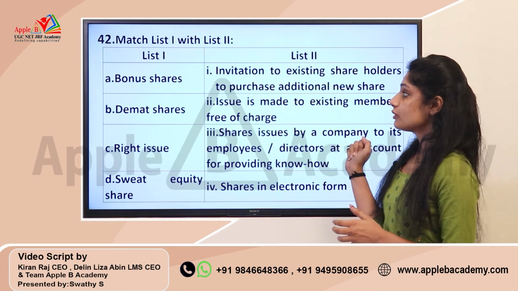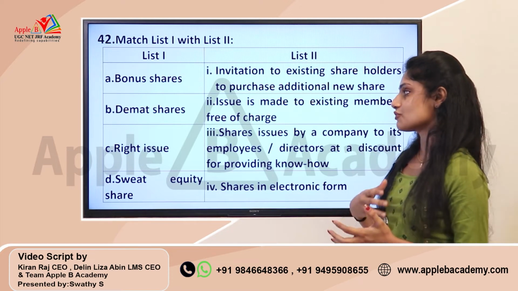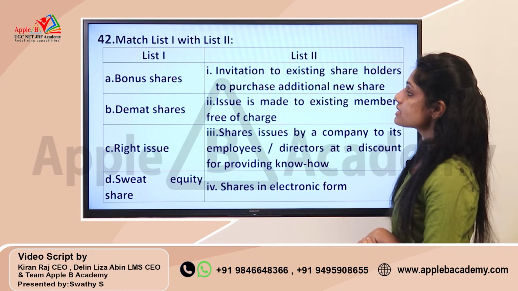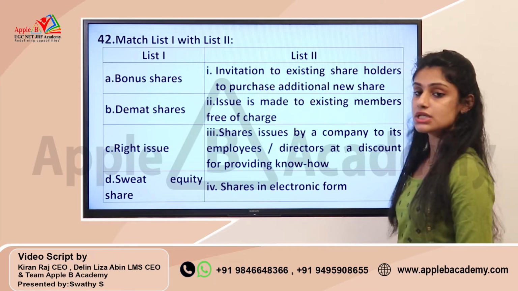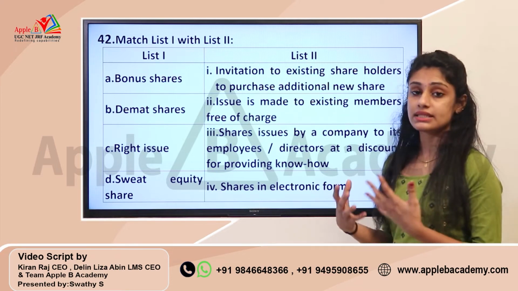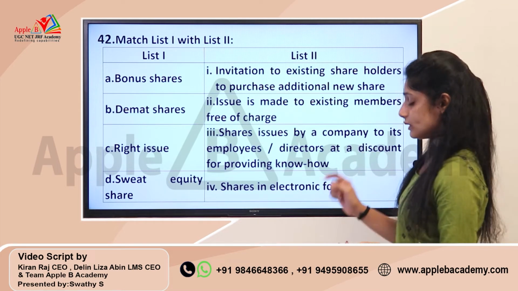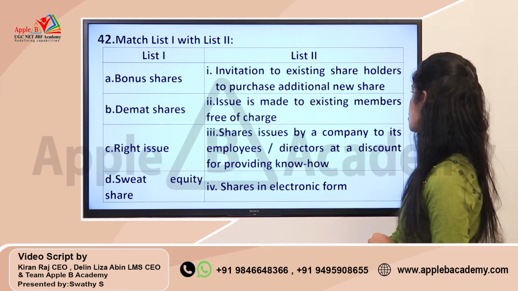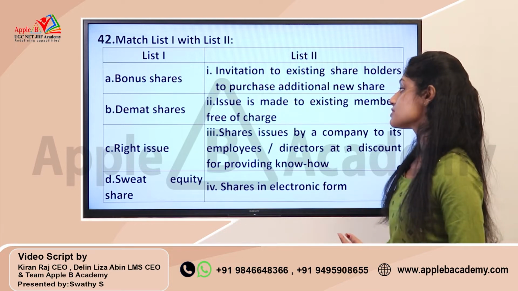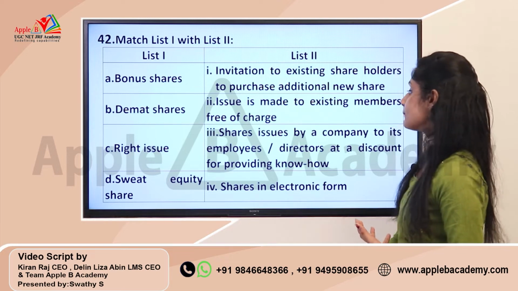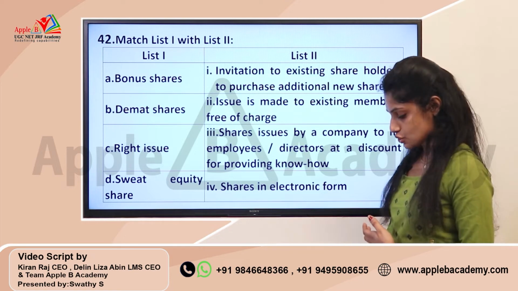Now you have to match the following question which is actually from your accounting and auditing, which deals with the various types of shares and issues. Okay, so list 1 is about bonus share, demat share, right issue, sweat equity share, and list 2 is actually the explanation connected with these shares. The first statement is an invitation to existing shareholders to purchase additional new share, issue is made to existing members free of charge, shares are issued by a company to its employees or directors at a discount for providing know-how, and shares in electronic form.